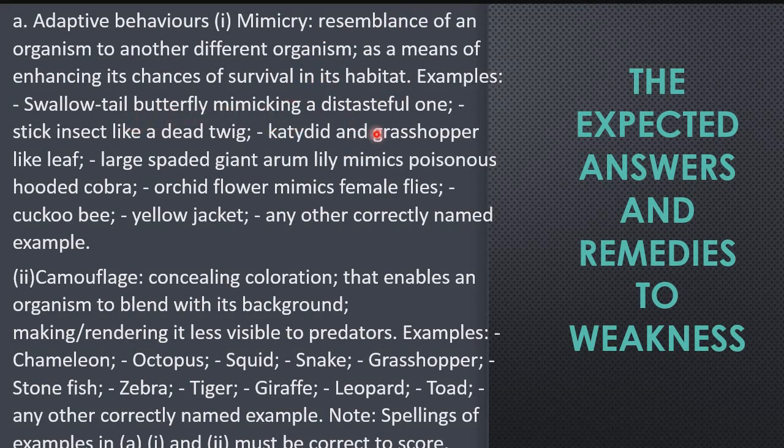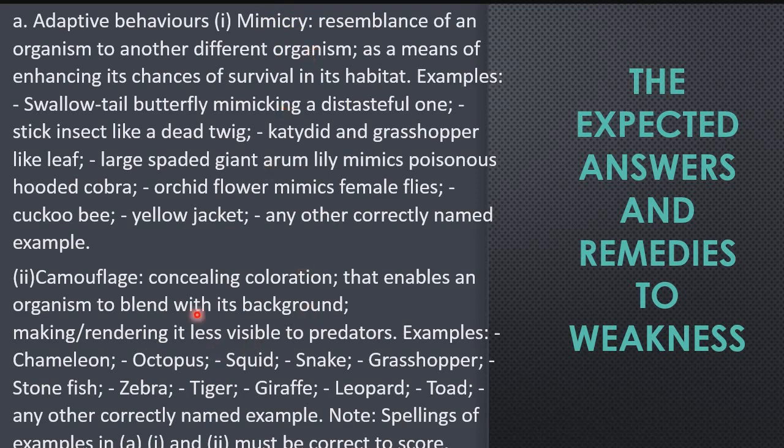Swallowtail butterfly mimicking the distasteful one. Stick insect like a dead twig. Katydid and grasshopper like leaf. Large spaded giant arum lily mimics poisonous hooded cobra. Orchid flower mimics female flies. Cookboard bee, yellow jacket, and other correctly named examples. It must not be limited to this alone. So your examples must be in line with that particular adaptive behavior.